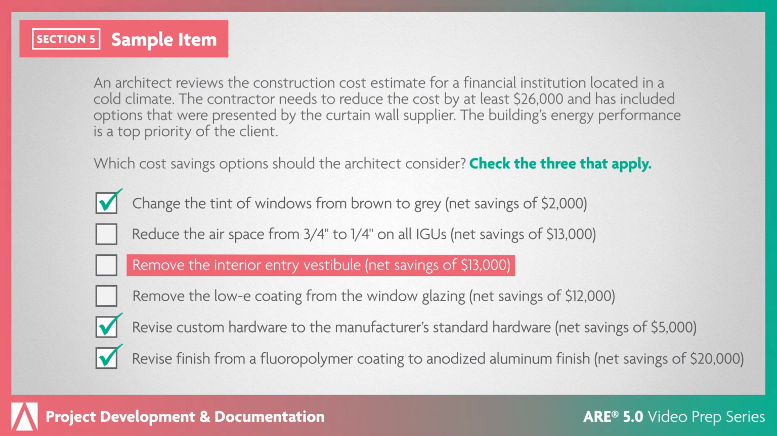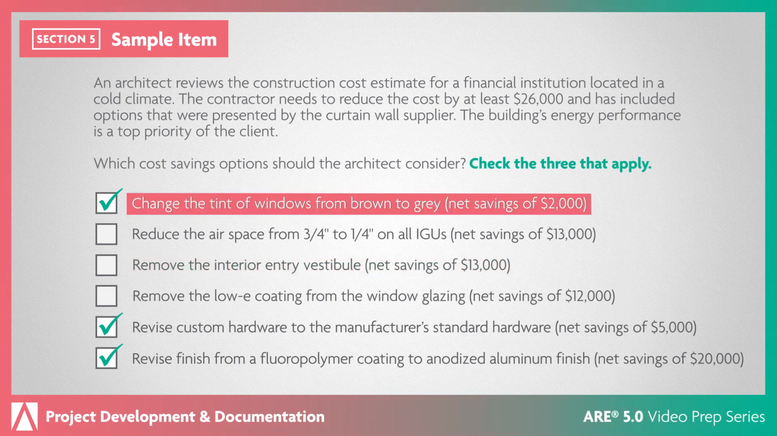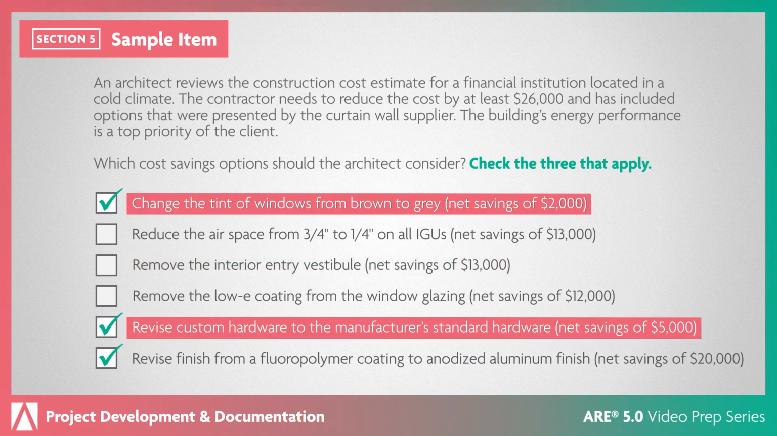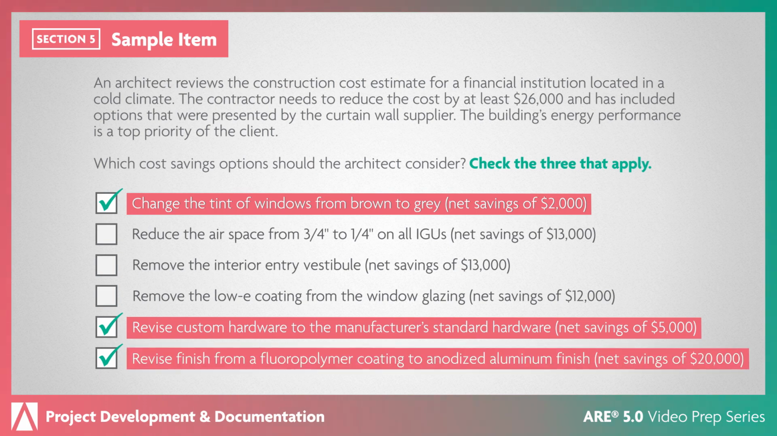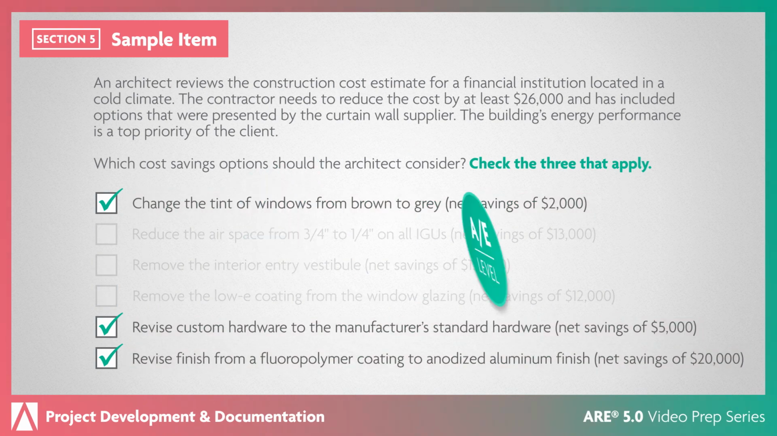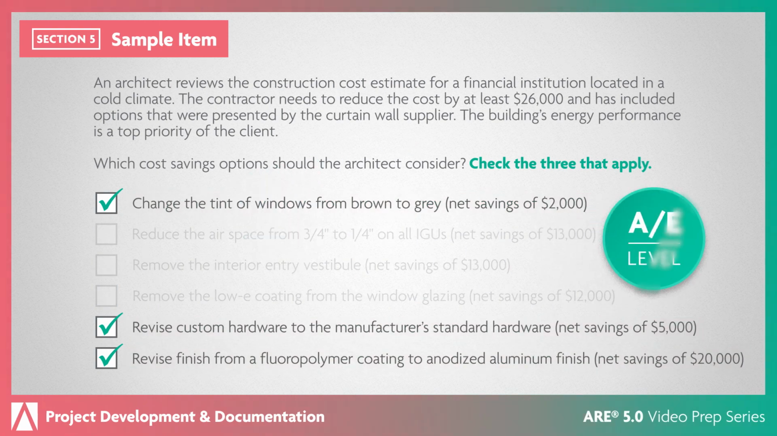Changing the tint of the windows, revising custom hardware to manufacturer standard hardware, and revising the finish to anodized aluminum are the most appropriate options to consider, since they will primarily affect only the aesthetics of the building. This is an AE level item, requiring you to evaluate and compare architectural systems in relation to cost and impact on overall building performance.